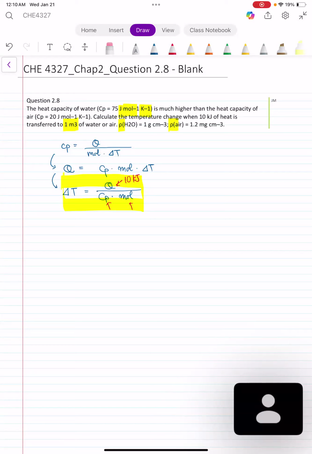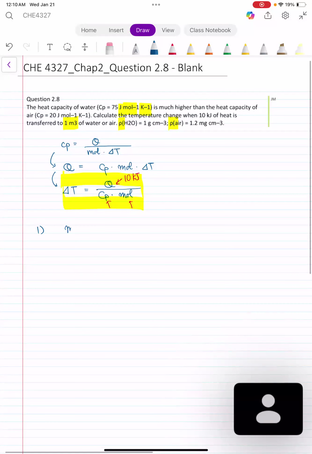Now, here I want you to pause this video and think about how you may be able to get the moles of each substance given the volume and the density. Let's pause here and think about it. Yeah, you can get the moles. First, in order to get the moles, you have to first know the mass. And the mass can be obtained from the density and the volume.